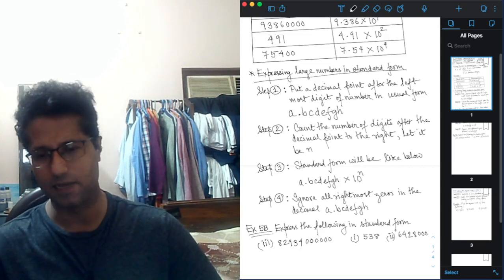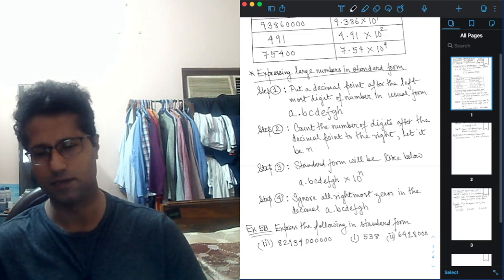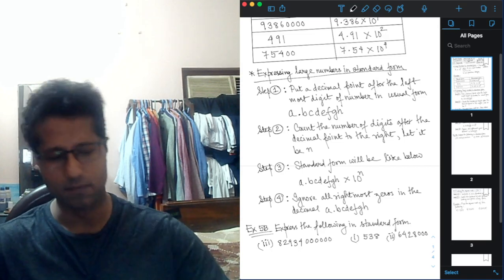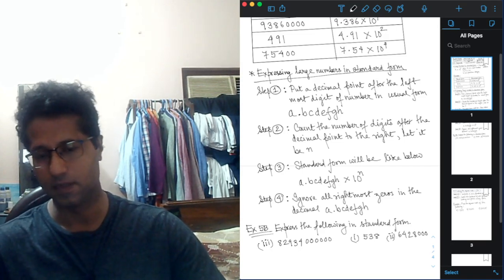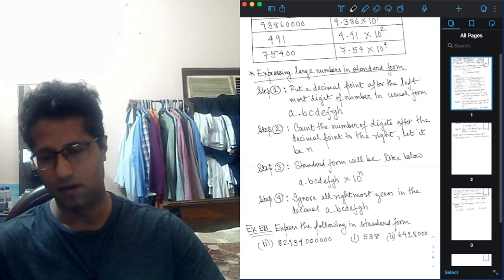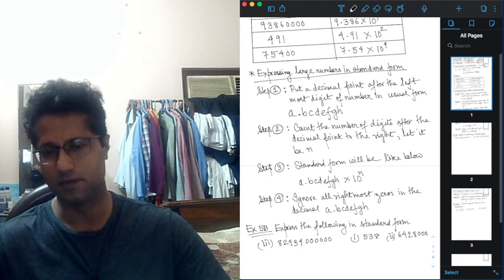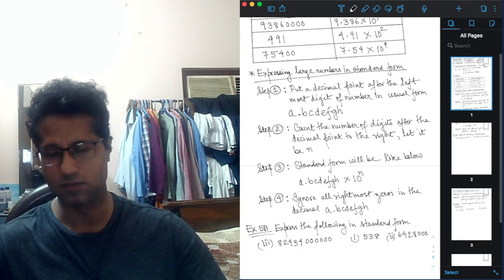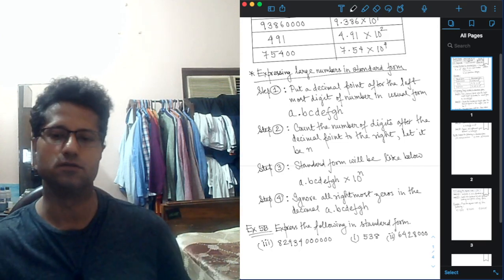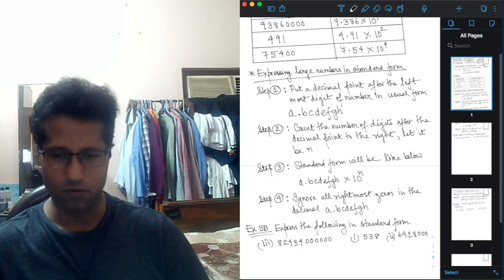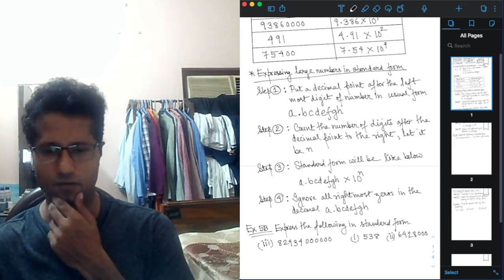And the last step is that in the decimal number you got, that is A dot B, C, D, E, F, G, H, you ignore all the rightmost zeros, because in the decimal part of a decimal number, the rightmost zeros are meaningless, they don't matter. So you remove all the rightmost zeros in the decimal part of the decimal number. So after step 4, you will get the number in standard form.